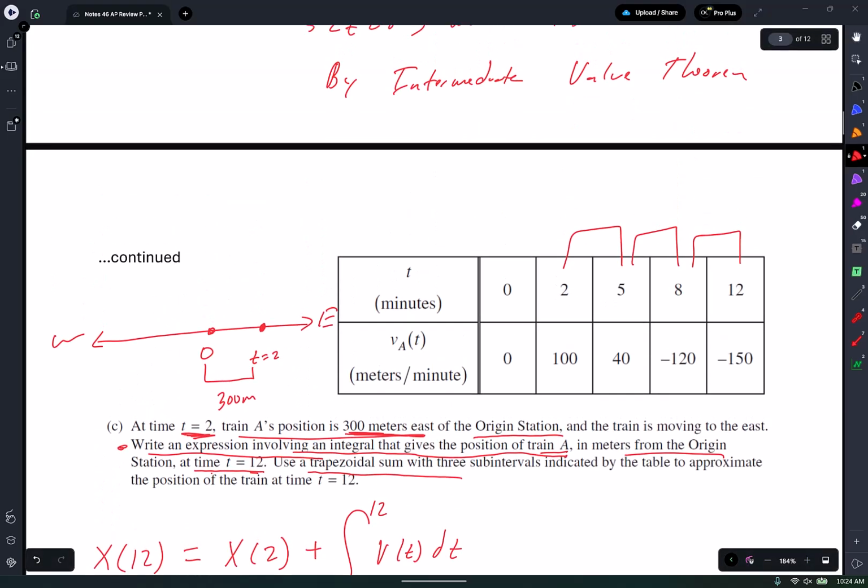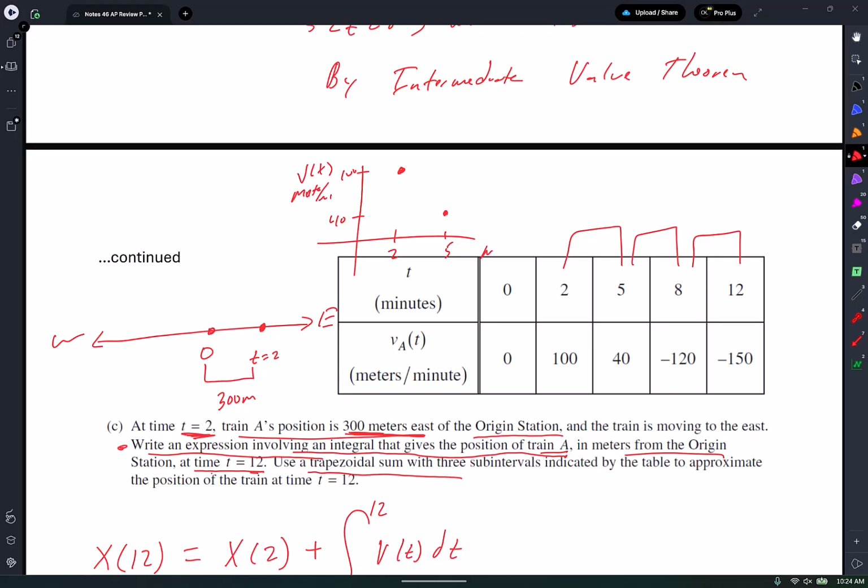If you need like a little picture really quick, let's see, 2, 100. So here's my velocity, v of t. And I'm going to say here's 2, and I'm just going to make it real fast. 2, 100, I'm going to say that's 2, 100. And then 5, 40. So I'm going to say 5, and I'm going to put a point there. I'm going to say that's 40. Remember, the velocity is in meters per minute.